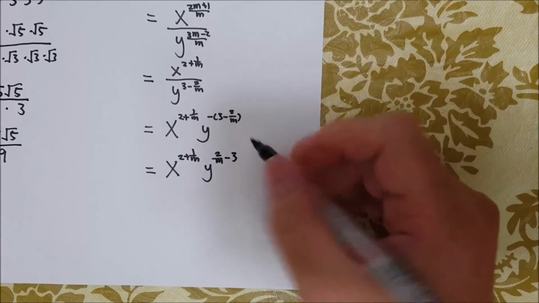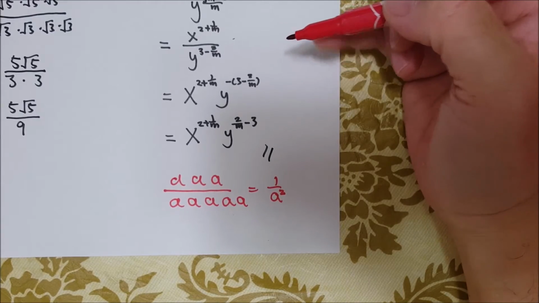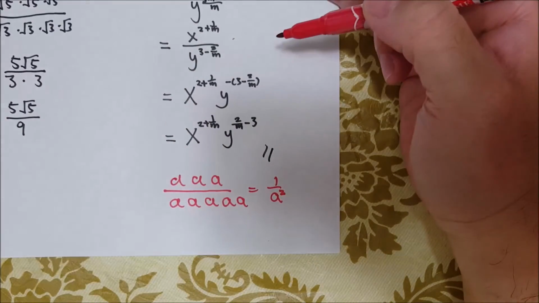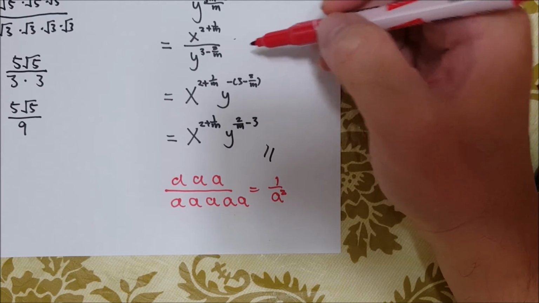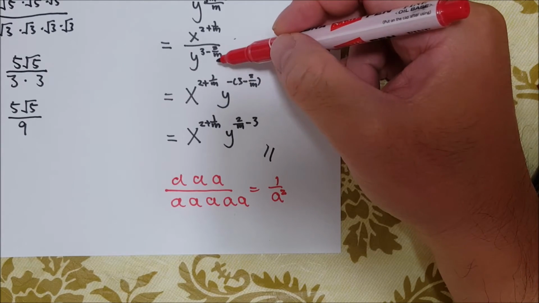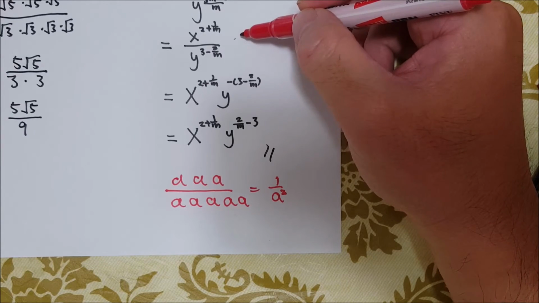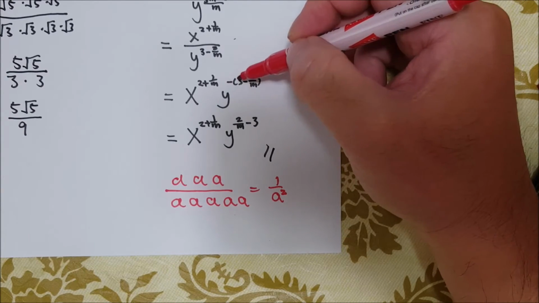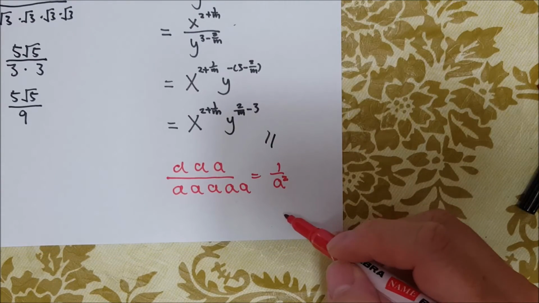Like this. Some people may not understand why the denominator will become numerator and the sign changed to a negative sign. Here is the reason.